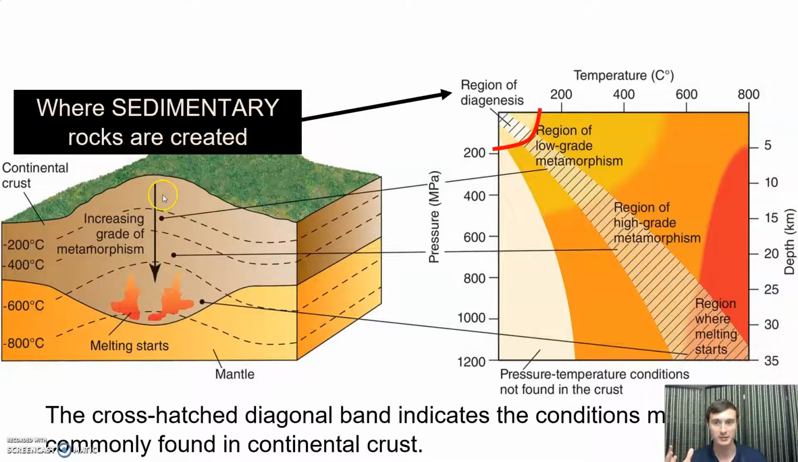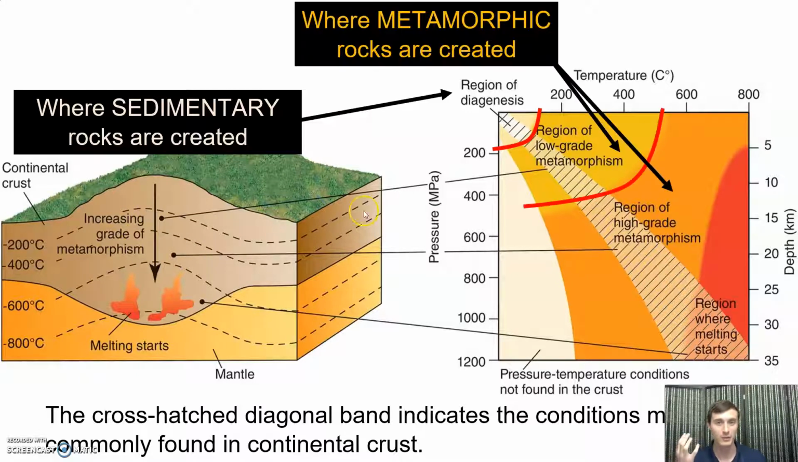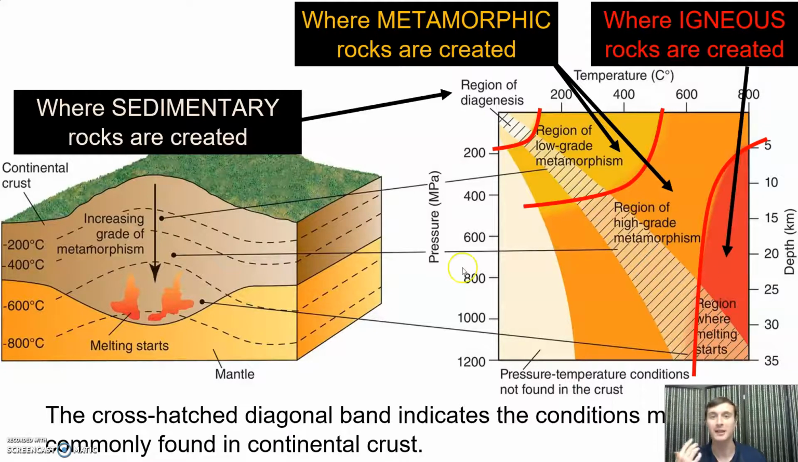You imagine as we go deeper and deeper, we start to move this way on the diagram, first passing through the region of low-grade metamorphism, and then through the region of high-grade metamorphism. So everything in about here on our picture is going to be the zone where metamorphic rocks are created, corresponding to about this range on our temperature-pressure diagram. Finally, if we get too deep, we get too much heat, we actually start to melt the rocks, and we haven't made metamorphic rocks at all. Too much heat has been added. We've gotten into this zone where we've made igneous rocks.